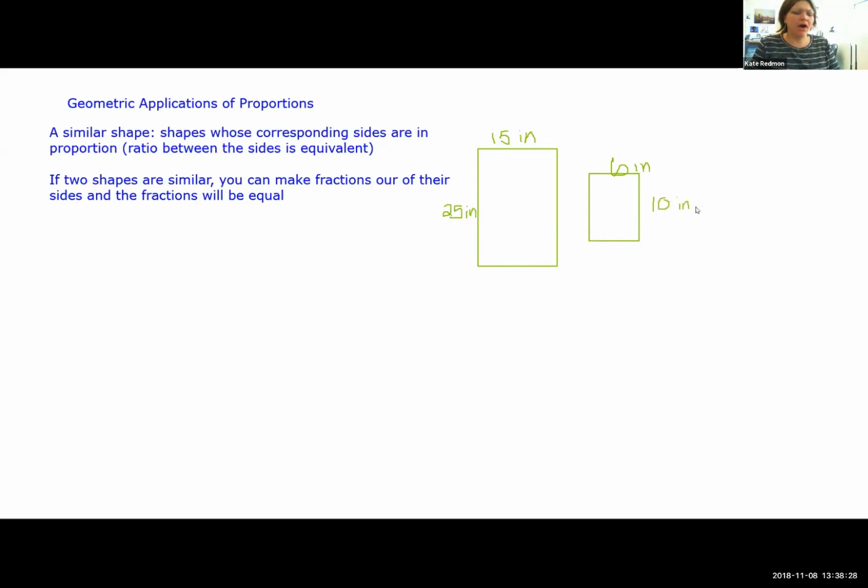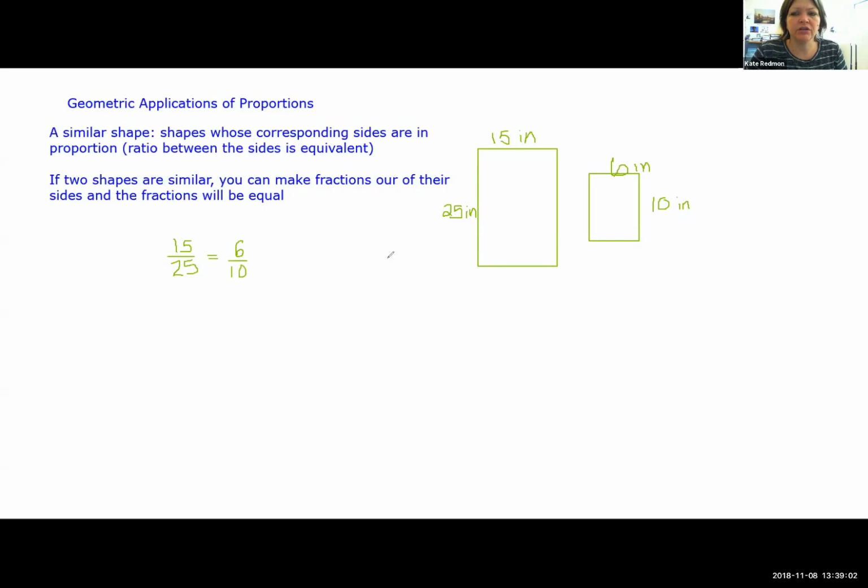And you're wondering, well, are they in proportion? Are these two in proportion? I could tell. If they are in proportion, then the ratio of their sides will be equivalent, meaning that if I make a ratio or a fraction out of the first rectangle's length to width, it should be equal to a fraction that I made out of the second rectangle's length to width, like 6 to 10. Okay, that being said, I said it should be equal.